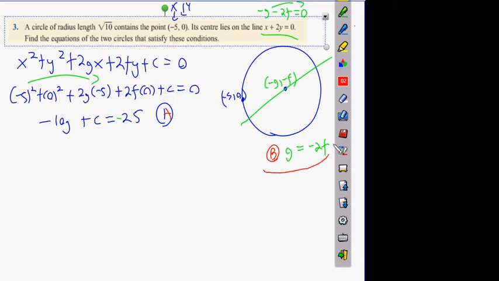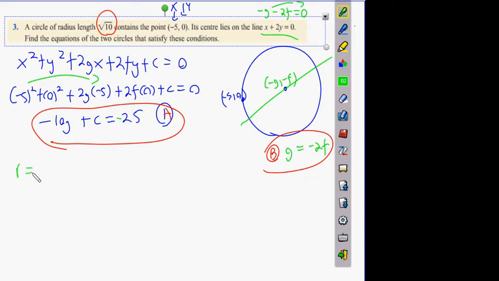So we have two equations at the moment. Now, the third equation comes from the radius length. The radius length, and we have to use the variables g, f, and c. The formula for the radius is the square root of g² + f² - c. Then you're going to get √(g² + f² - c) = √10. Square both sides, and what you get is g² + f² - c = 10.